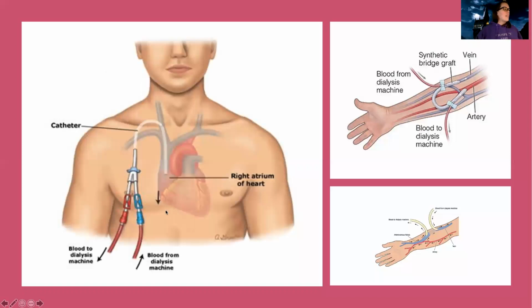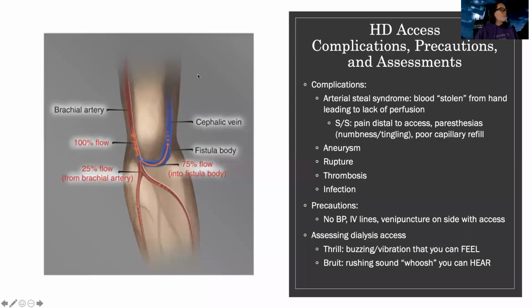So here's an example of a perm cath, how it goes right in there, right into the heart. Here's a picture of a graft, and here's a picture of a fistula, how it all comes together, just to see the difference between those.